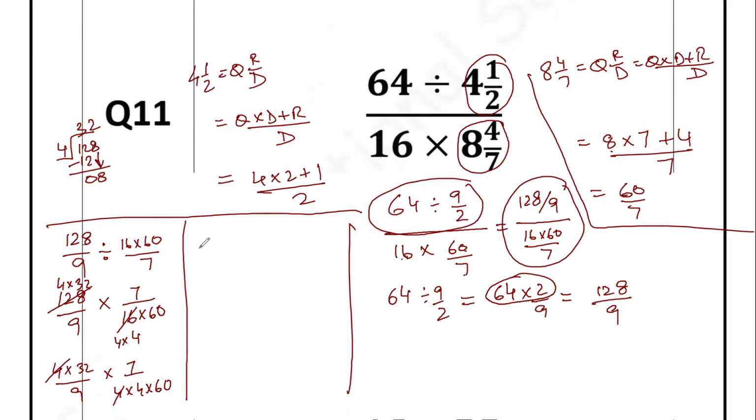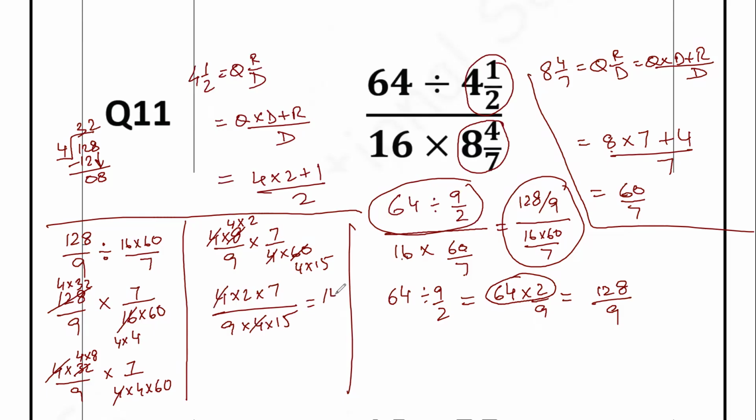So 4 and 4 goes. Now we again know 32 is 4 times 8. So we rewrite it down 4 times 8 upon 9 into 7 upon 4 into 60. 4 and 4 goes. Again, 8 is 4 times 2 and 60 is 4 times 15. So we write it down 4 into 2 into 7, 9 into 4 into 15. 4 and 4 goes. So we got 14 over 15 nines are 135. Yeah, that's my answer.